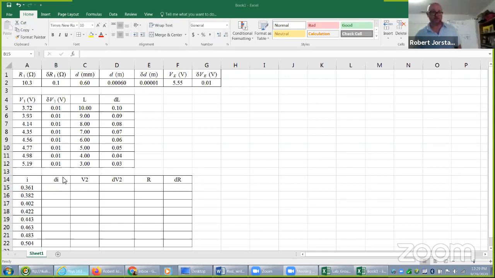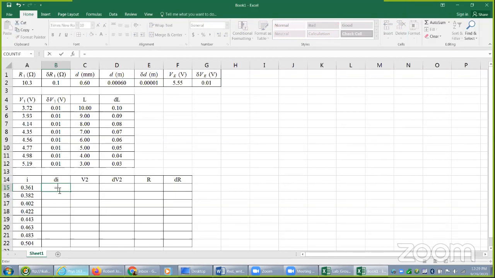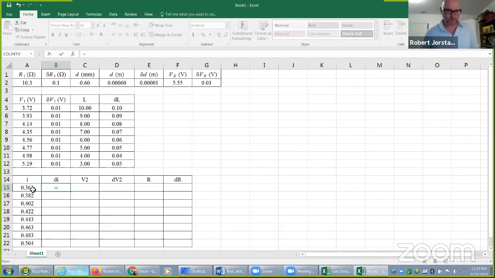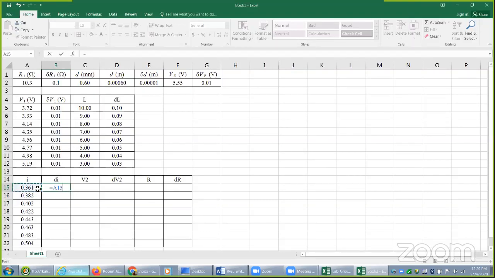Okay, so what would I type to get DI? Equals, I'll do that for you. Okay, what was the equation? Do you have it there? Yep. So what do I need to do? So it's gonna be I times square root of.